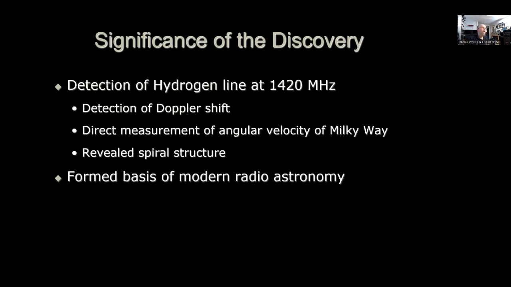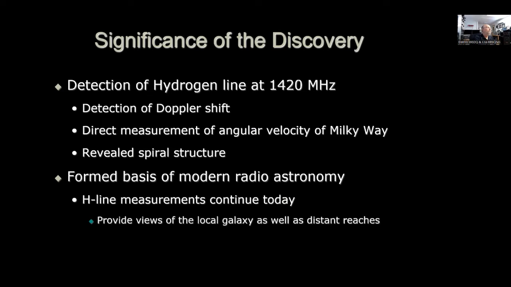This is key to what's going on today. Hydrogen line measurements are continuing to this day. They're constant. It provides a view, of course, of the local galaxy as well as distant galaxies in our universe. So it's pretty important stuff. So one of the things that comes out of this, though, and we'll talk about this in a minute, and I'm sure you've heard of it, it will lead to a conundrum, but we're going to talk more about that later.